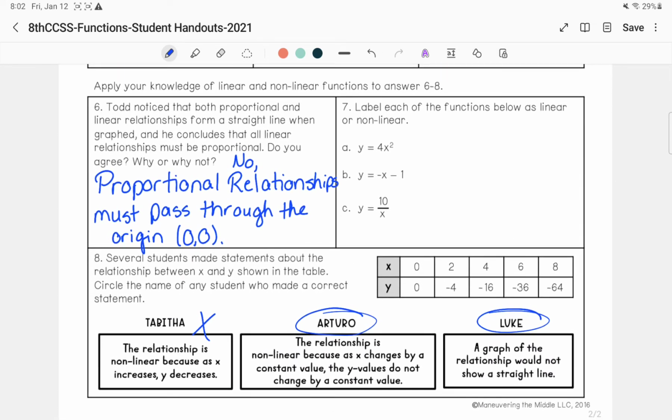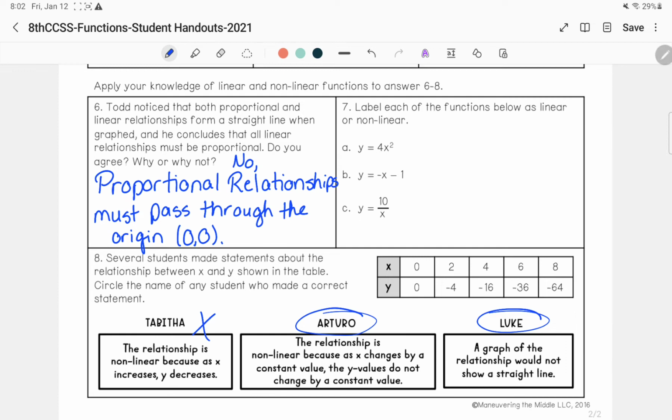I filled some of these out for you, but I do want to go through number 7. It says label each of the functions below as linear or nonlinear. As you look through these, just notice: is there an exponent? Because if so, that's a problem. Is my x in the denominator? If so, that's a problem. Is it in slope-intercept form or is it not?